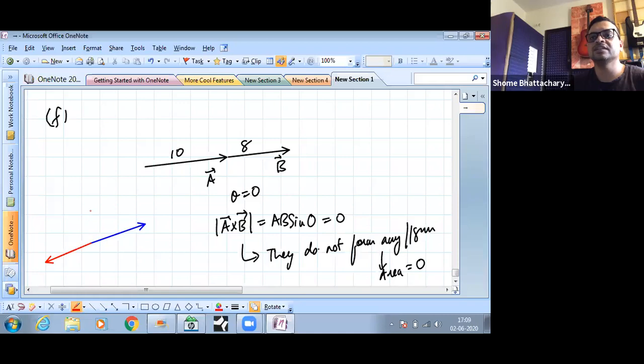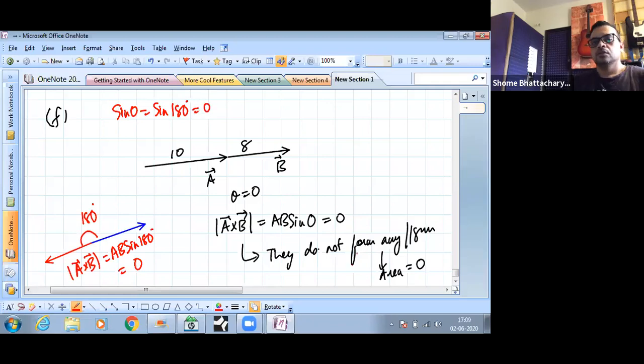This angle is 180 degrees also, so that is 0, because sine 0 is equal to sine 180 is equal to 0. So you can understand it as the reverse of what we do for the dot product. Dot product has maximum value when they are parallel and is 0 when they are perpendicular. Cross product has maximum magnitude when they are perpendicular, since sine 90 is 1, and minimum when they are 0 or 180.